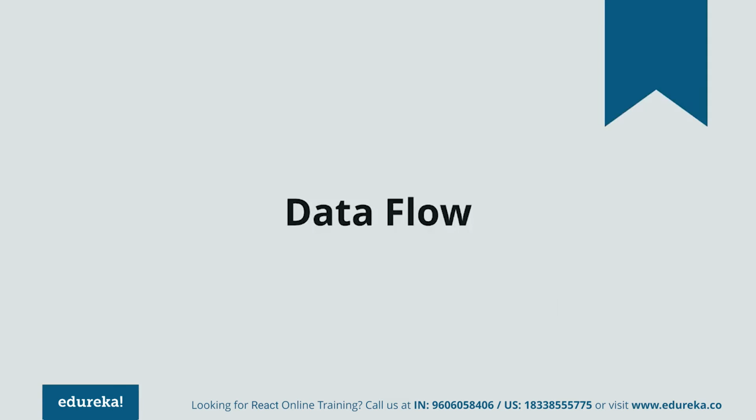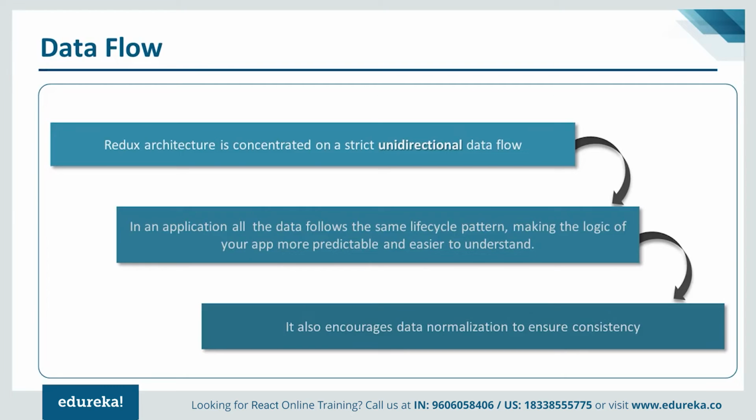Now the data flow. How does data flow happen in Redux? How does data flow from the action till the view part or the application part in Redux? Redux architecture is concentrated on a strict unidirectional data flow. In an application, all the data follows the same lifecycle pattern. This makes the logic of your application more predictable and easier to understand. At the same time, it also encourages data normalization to ensure consistency. So that is how it works in Redux.